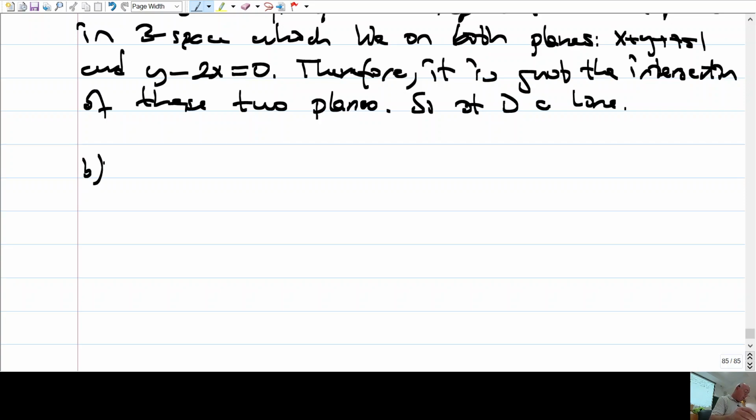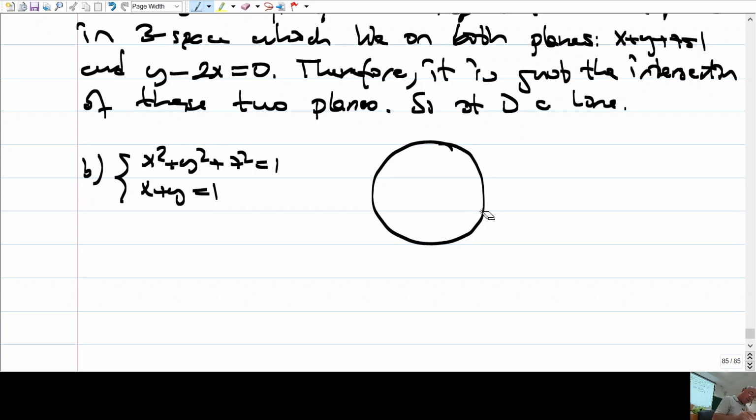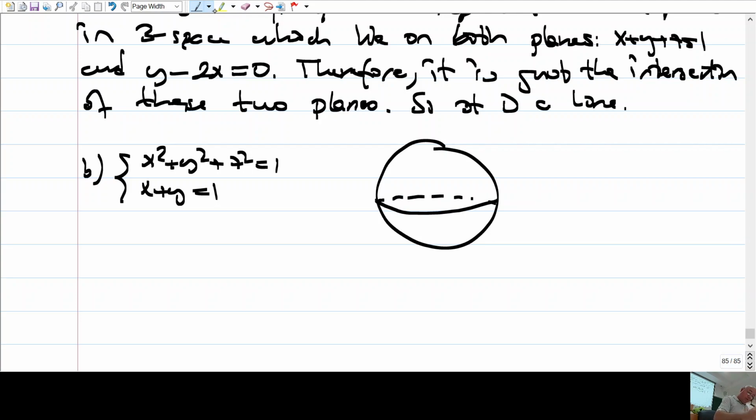What about this one? X squared plus y squared plus z squared equals 1, x plus y equals 1. One of them is a sphere, right, of radius 1, center at the origin. So it is this sphere. Okay. What about the other one?